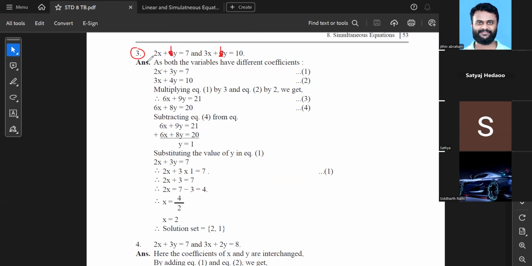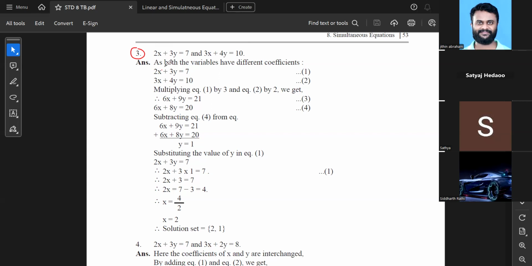Either we simply add them or we simply subtract them. Some variable or other gets cancelled. But now in this case, they have different numbers. This has 2 times x and this has 3 times x. This has 3 times y and this has 4 times y. So even if we add them, none of them are going to get cancelled. Even if we subtract them, none of them are going to get cancelled because the numbers are different. 2x minus 3x is not going to cancel. 3y minus 4y is not going to cancel. So in any way, the cancellation is not going to happen directly.